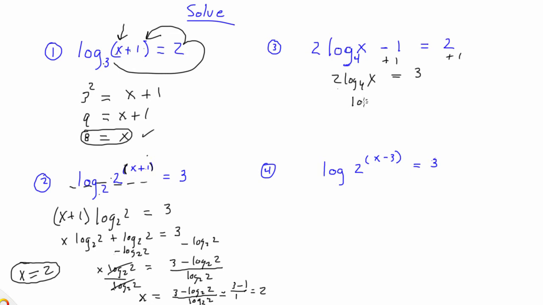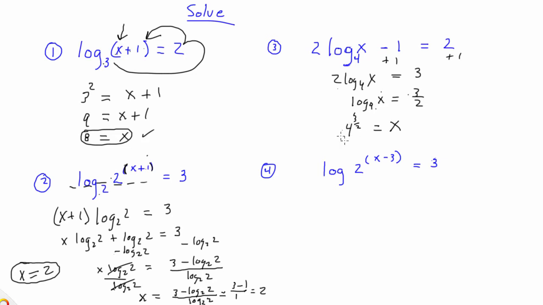So we get log base 4 of x is equal to 3 halves. And then now that I have the log by itself, now I can rewrite this. Right, and there's no exponent here, so I'm going to rewrite this. So I have 4 to the 3 halves power is equal to x.